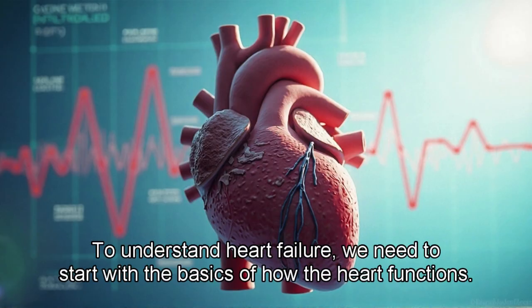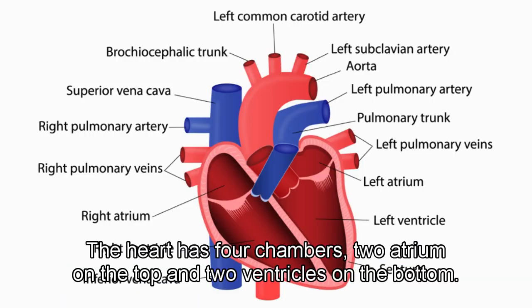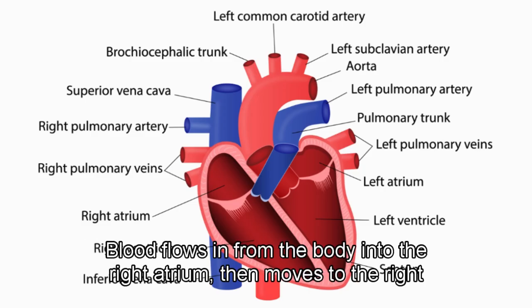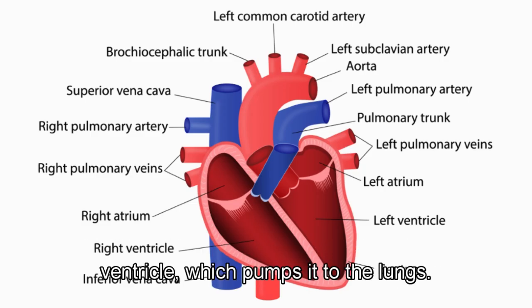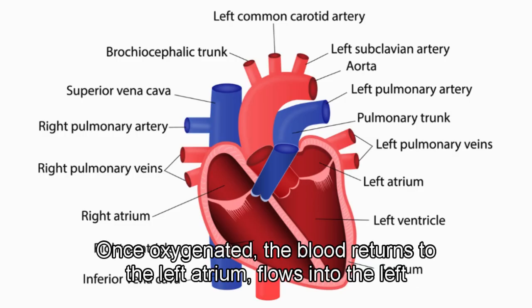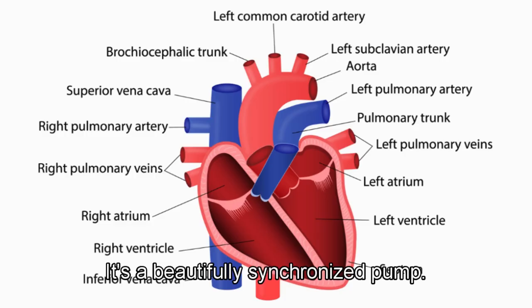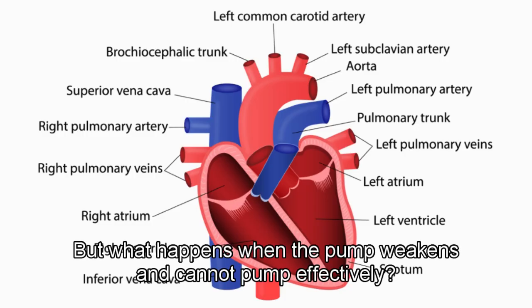To understand heart failure, we need to start with the basics of how the heart functions. The heart has 4 chambers, 2 atria on the top and 2 ventricles on the bottom. Blood flows in from the body into the right atrium, then moves to the right ventricle, which pumps it to the lungs. Once oxygenated, the blood returns to the left atrium, flows into the left ventricle, and then is pumped out to the rest of the body. It's a beautifully synchronized pump. But what happens when the pump weakens and cannot pump effectively?